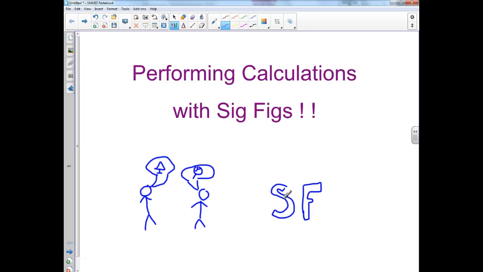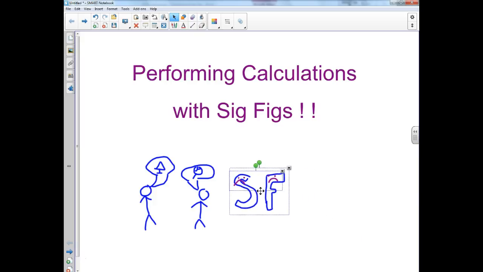Sad sig figs. So here they are. They're sad because they're not part of the conversation. But we're going to bring them into the conversation. Hey, sig figs, welcome. Welcome to the group. So let's turn that frown upside down, right? Here we go. Happy sig figs now. What better introduction than that?